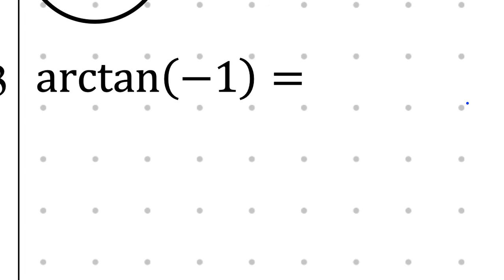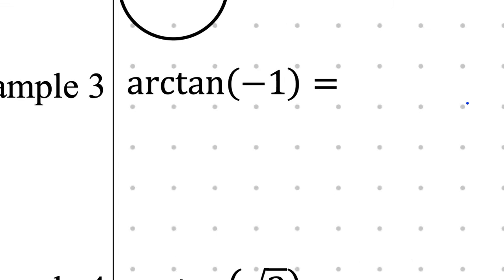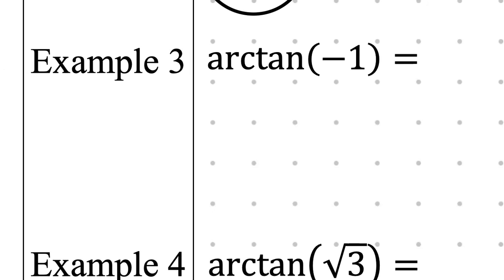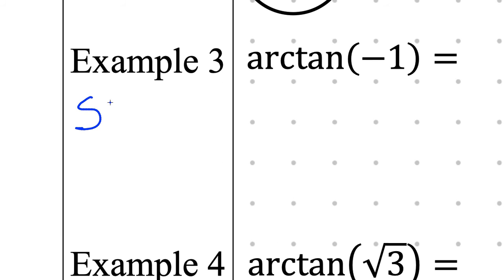Arctan of -1. So first of all, can you guys remind me that acronym for sine, cosine, and tangent? What does it sound like? Yeah, say it louder. SOHCAHTOA, thank you. So tangent is the opposite divided by the adjacent.